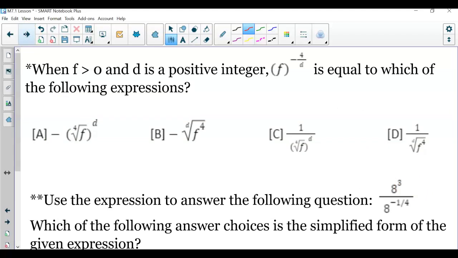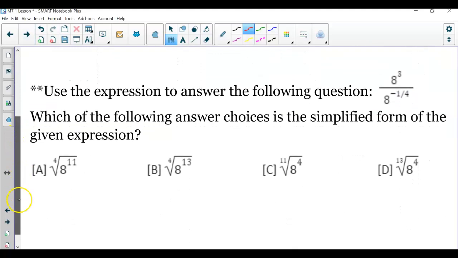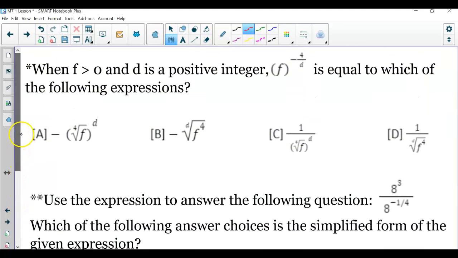Now, these are just some practice on the multiple choice questions. So go ahead and pause the video and try those 2 multiple choice questions, and let's see how you do.